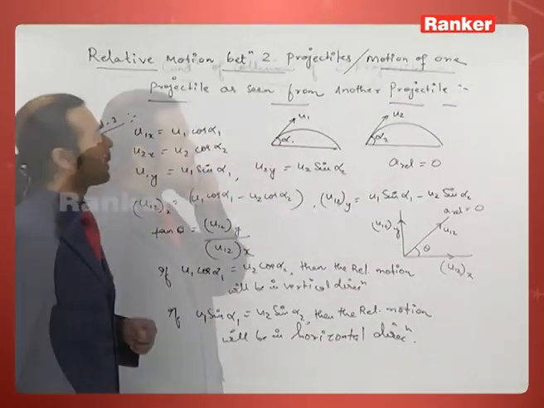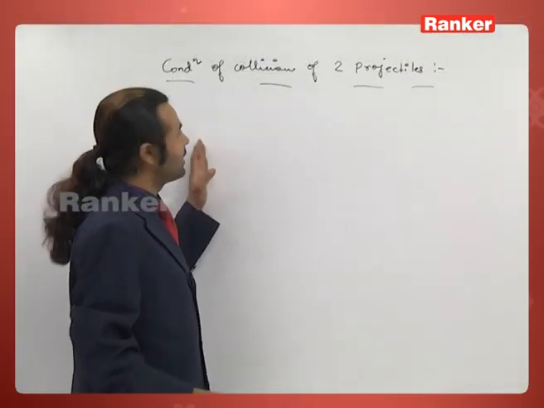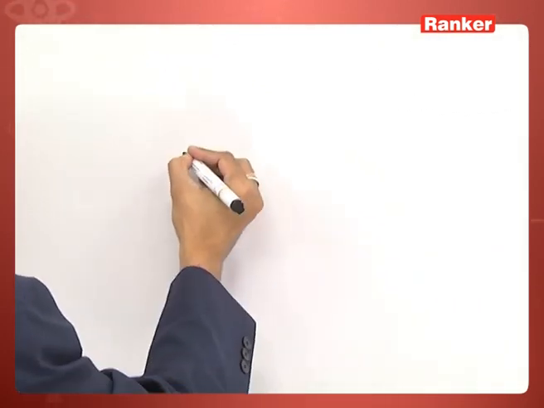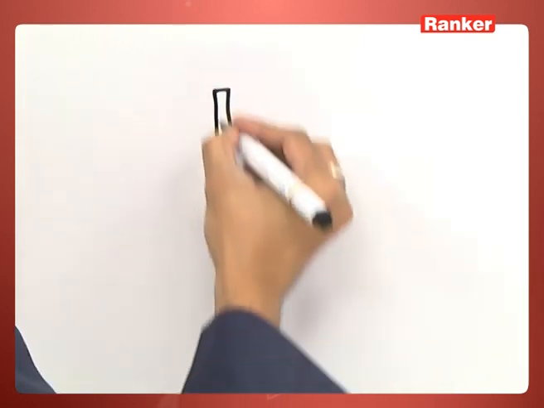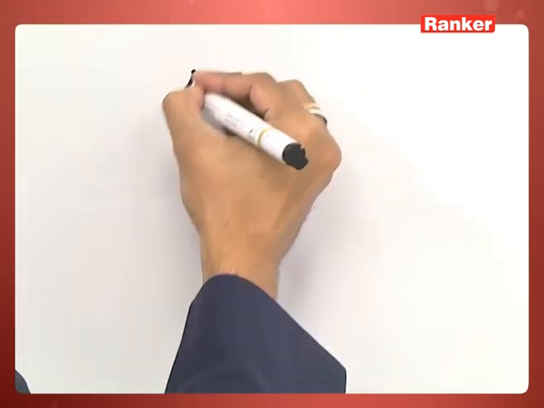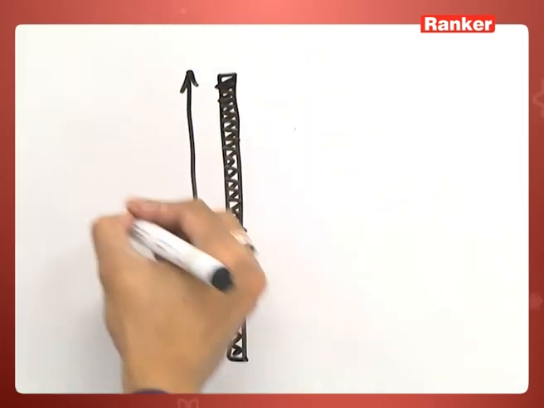Now condition of collision of two projectiles. So I say I take a height. Let this height be h1.